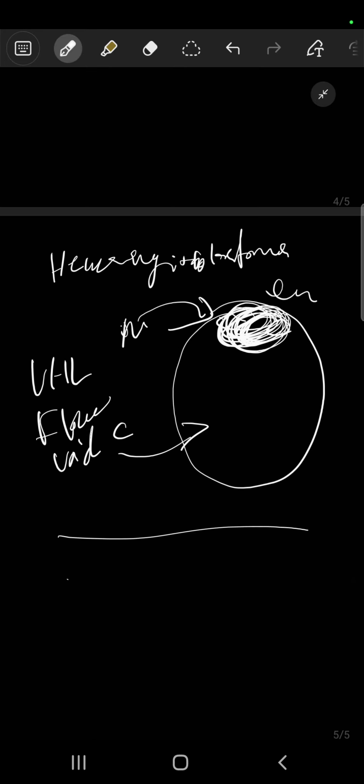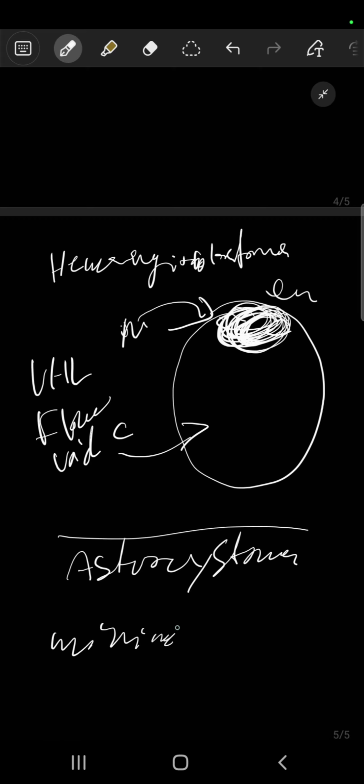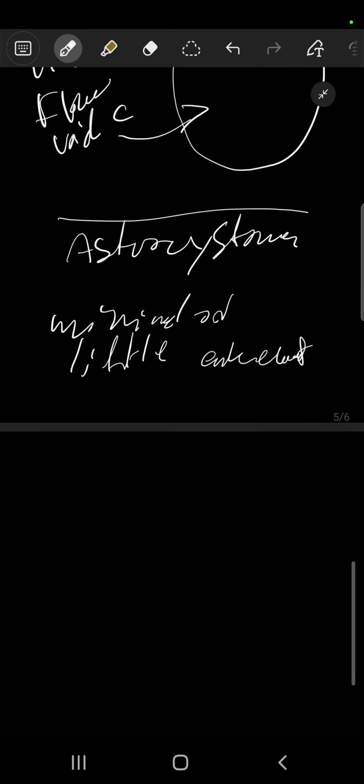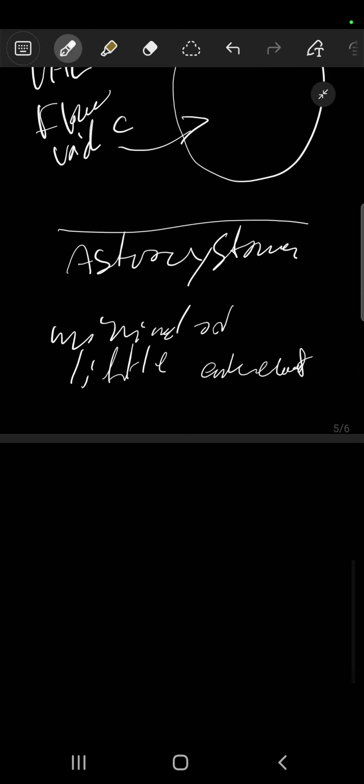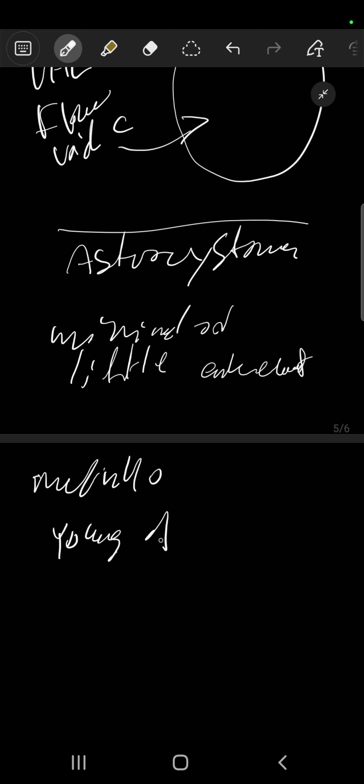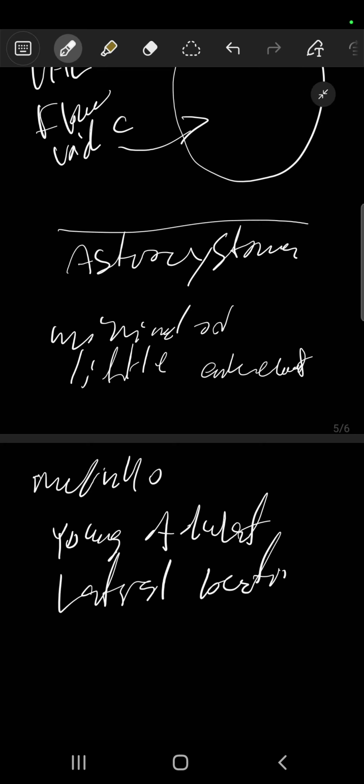The other one is the astrocytoma. Of course, remember that we are talking about the posterior fossa. So astrocytoma, you will see minimal or little enhancement. This is one of the key features of astrocytoma. Another one is the medulloblastoma. Remember, the medulloblastoma is the most common posterior fossa brain tumor in pediatric population. And now when we are talking about adults, for the medulloblastoma, you need to think about young adult, and you need to think about lateral location in adults.